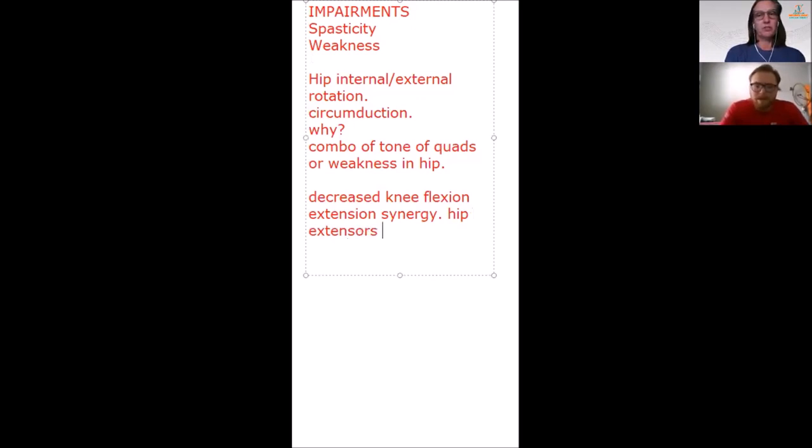They likely have increased tone. Okay, and therefore weakness of hip flexors. Yes, so that's how we get that kind of compounding effect all the way through that limb. So most likely some increased tone in the hip.